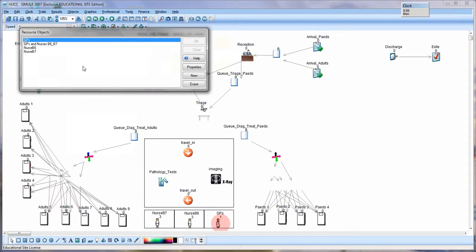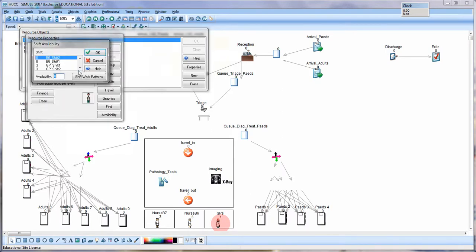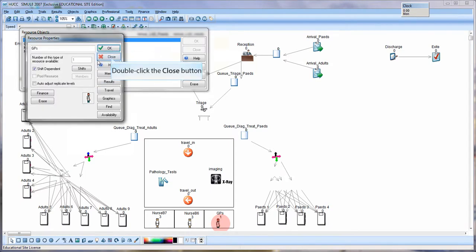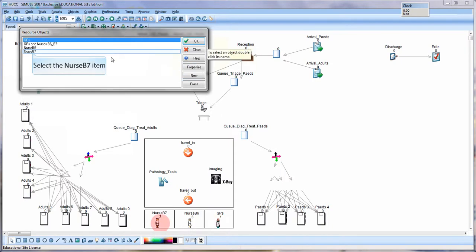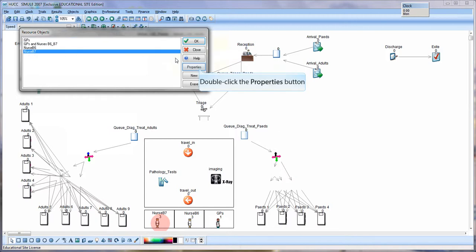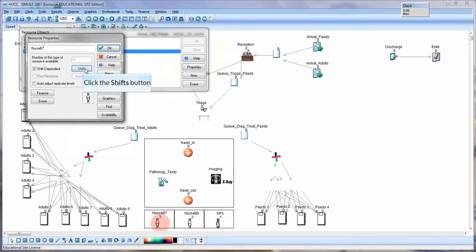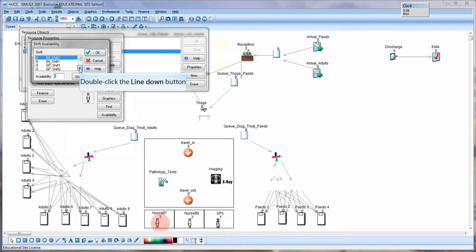Click on shift. For example, shift 1 and shift 2 for GPs or doctors, 3 and 3 available resources. We check nurse bench 7. There are 4 nurses, bench 7, on shift 1, 2, 3 and 4.